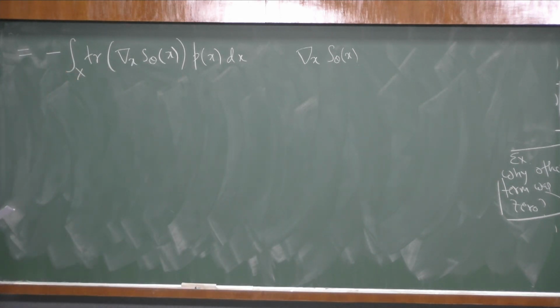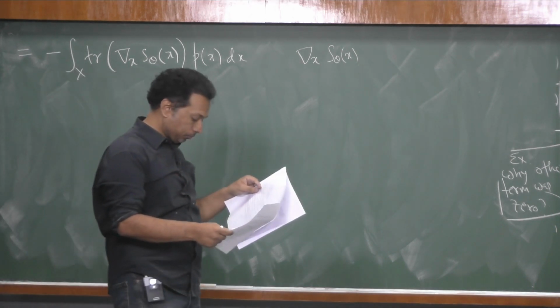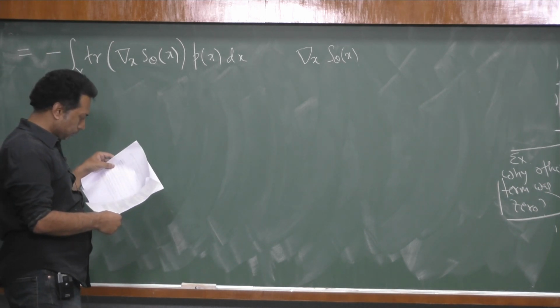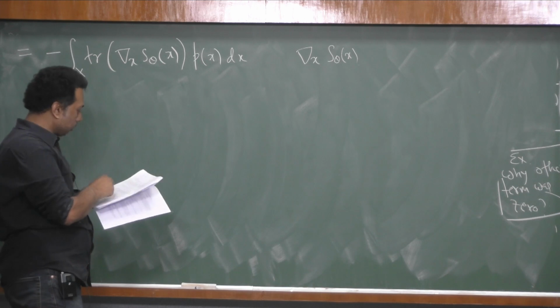What was the nature of s theta? That we need to know. Nature in the sense of which domain to which codomain. So what was that? s theta is R^d to R^d. Is that correct? R^d to R^d, right? Just double check.